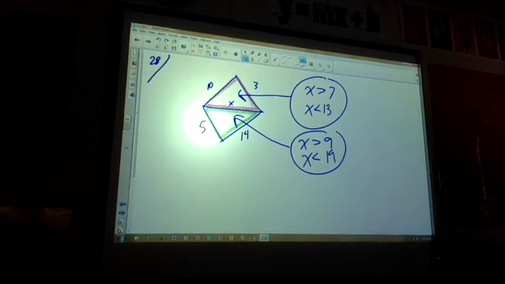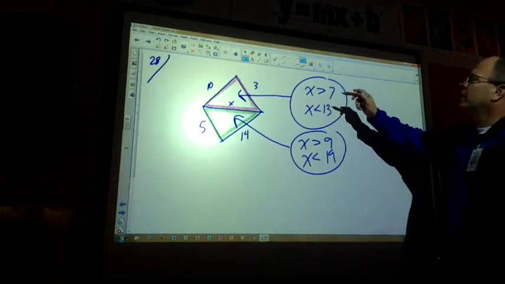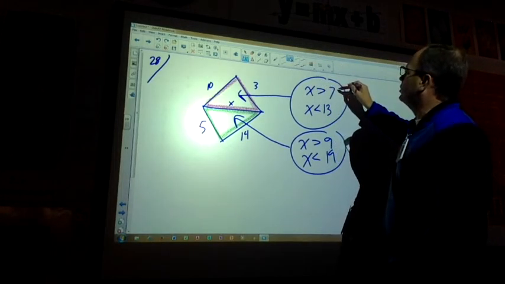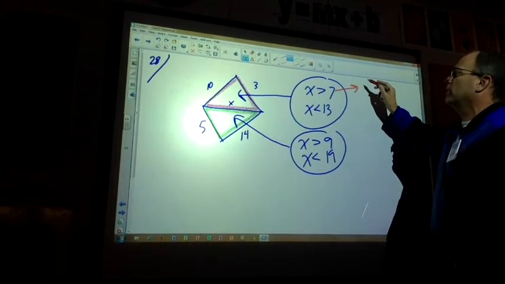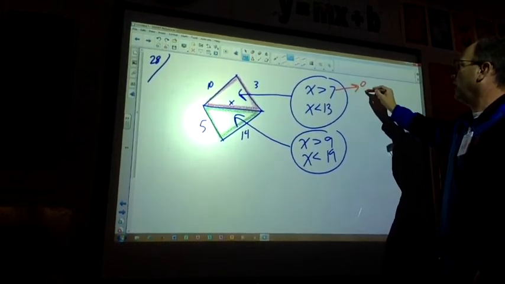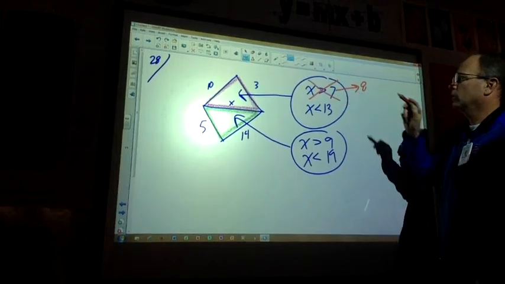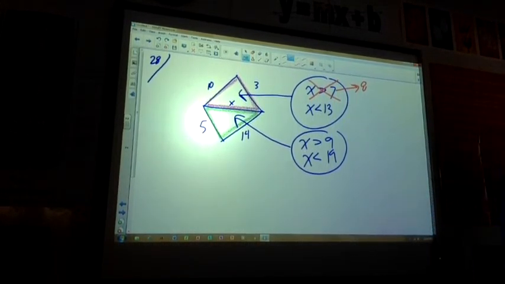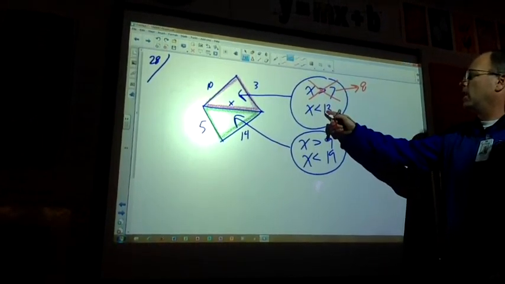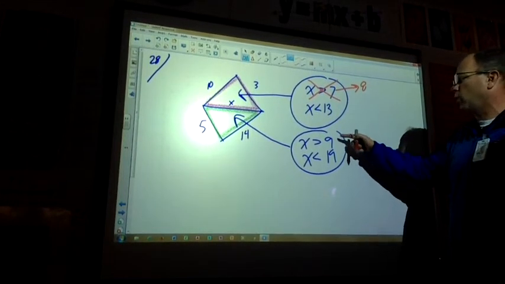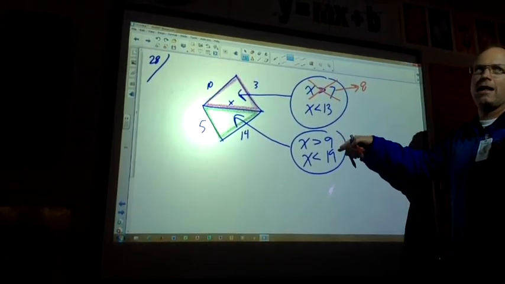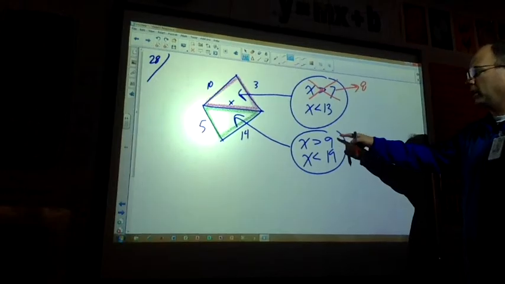Okay, so now, let's think about this. Let's pick a number that's bigger than 7. 8. Does 8 work down here? No. So that one can't work. Agreed? Let's pick a number smaller than 13. 12. Does 12 work here? Yeah. It's going to work in this region.